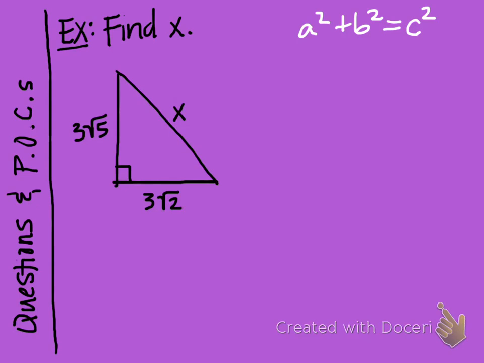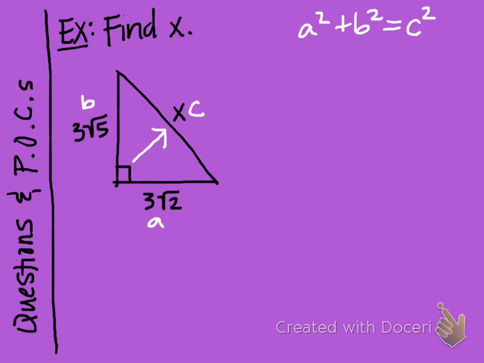When you are applying your a, b, and c to your triangle, c is always the long side that's across from your right angle, and a and b are the other two sides. I'm going to call this a and this b. You could switch them and still get the same answer. Okay, now we're going to plug them in.